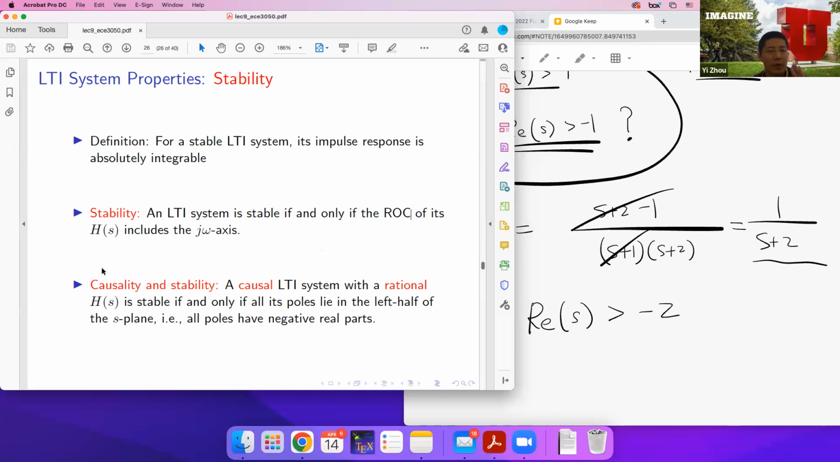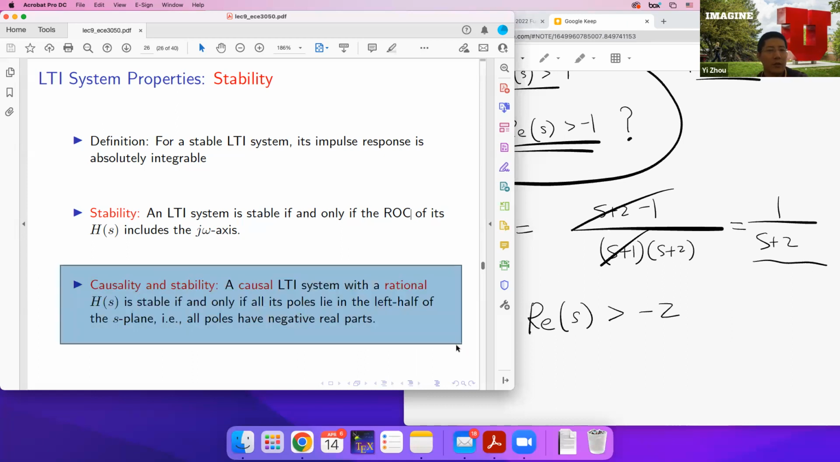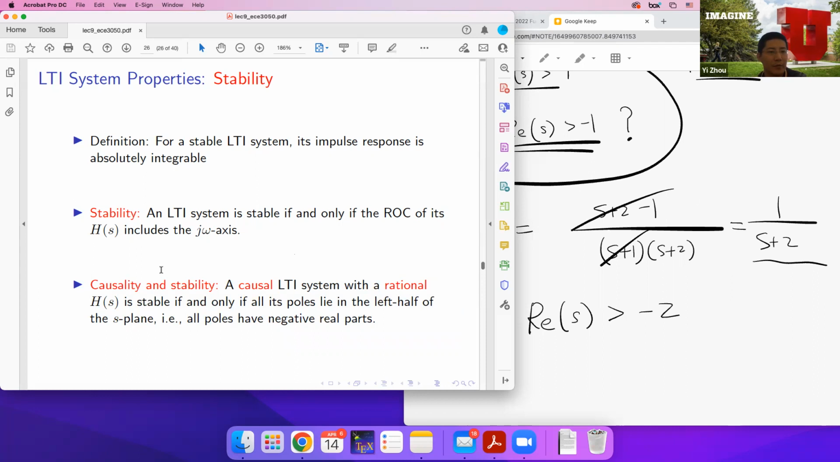So, okay, now we can combine these two, put them together, and we can obtain this. This is a big claim: a causal and stable LTI system. So let me rephrase this paragraph. Let's look at an LTI system that has a rational H(s). For such an LTI system, if we want the system to be causal and stable, then this is what we need.